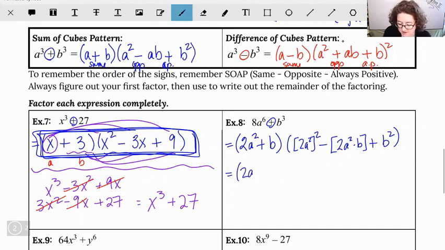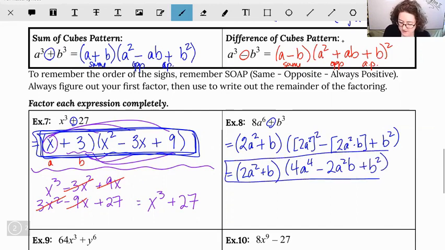Nothing else changes from that first group, but you always need to write that first group down. 2a squared times 2a squared would give us a 4a to the 4. Basically, we already have our middle term multiplied out. That's negative 2a squared b. And we have a b squared. Alrighty, there we go. Go ahead and pause the video and try out the next two examples.